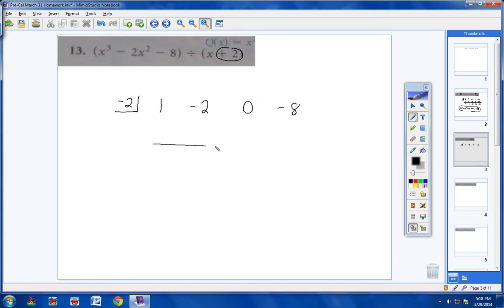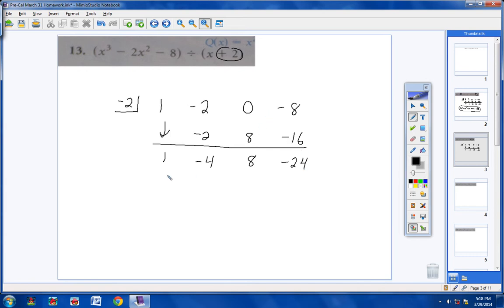All right, here we go. Using synthetic division, bring your first number down. Negative 2 times 1 is negative 2. Combine, you get a negative 4. Negative 2 times negative 4 is 8. Combine, and you get 8. Negative 2 times 8 is negative 16. Combine, and you get a negative 24 for your remainder.